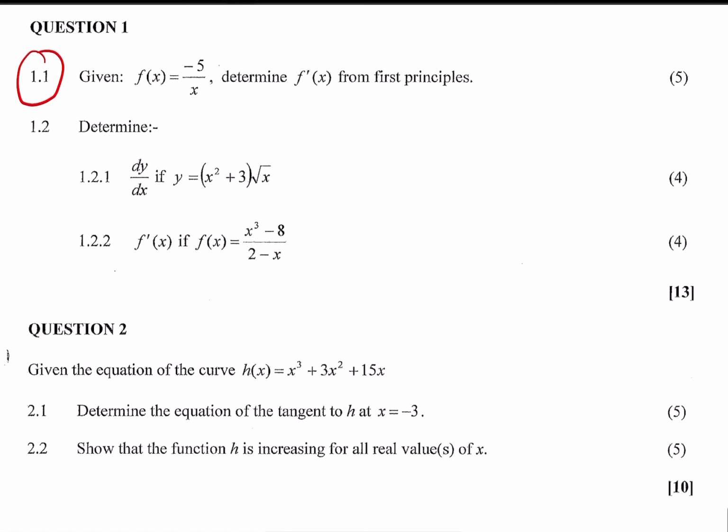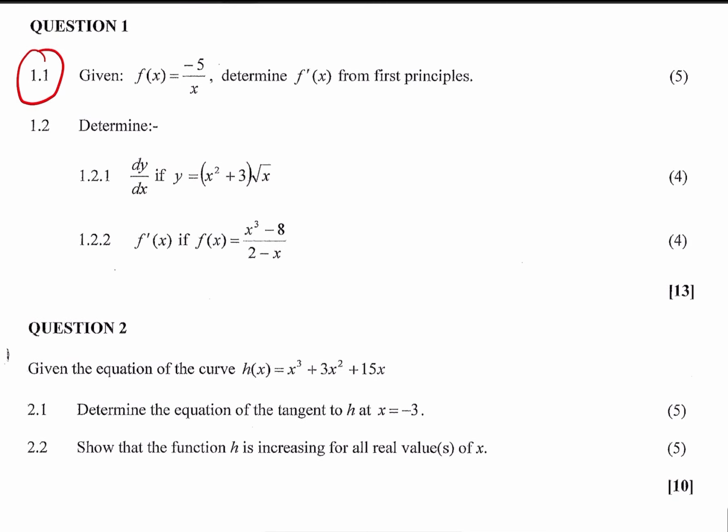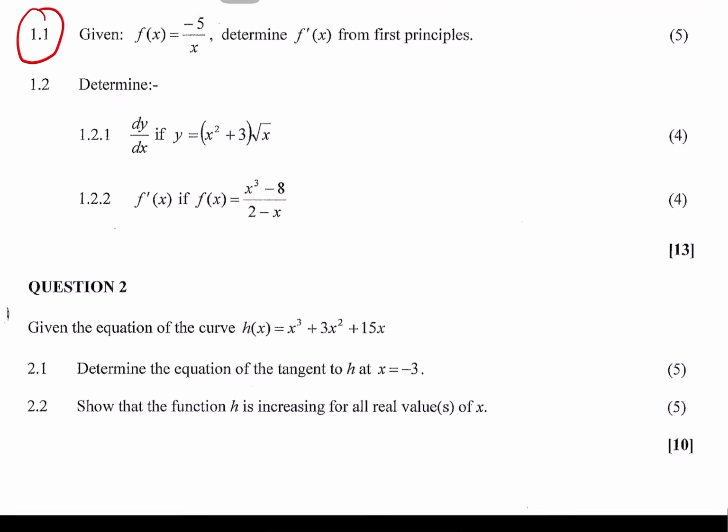First things first, we are given the function f of x equals minus 5 over x. We want to find f prime of x by means of first principle. So let me write that down, that is 1.1. And we have f of x equals minus 5 over x. I want you to pay close attention.